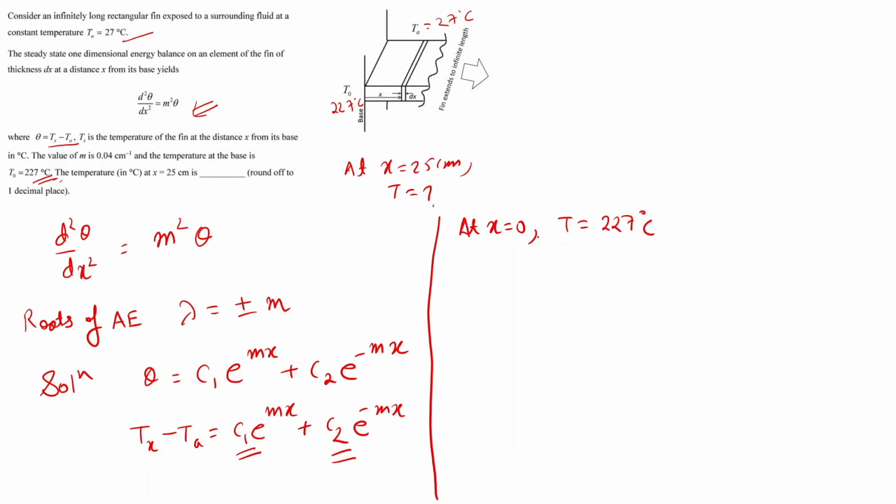So we will replace this value in this equation and we get 227 minus Ta is equal to C1 e raised to m into 0 plus C2 e raised to minus m into 0. So this will be 227 minus Ta is equal to C1 plus C2.